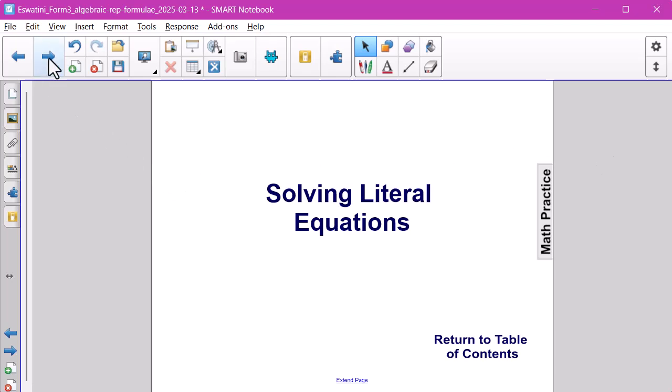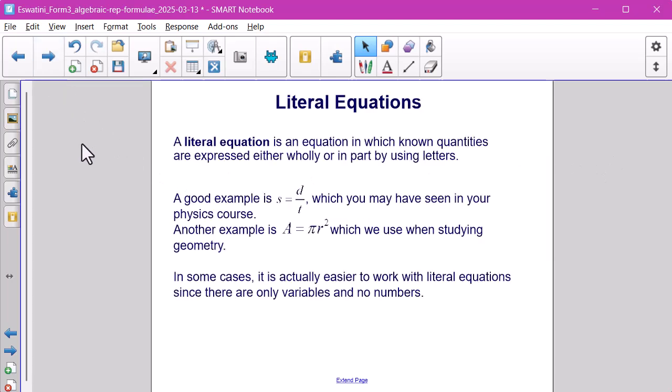Solving literal equations. A literal equation is an equation in which known quantities are expressed, either wholly or in part, by using letters. A good example is speed equaling distance divided by time, which you may have seen in your physics course. Another example is area is equal to pi times the radius squared, which we use when studying geometry.